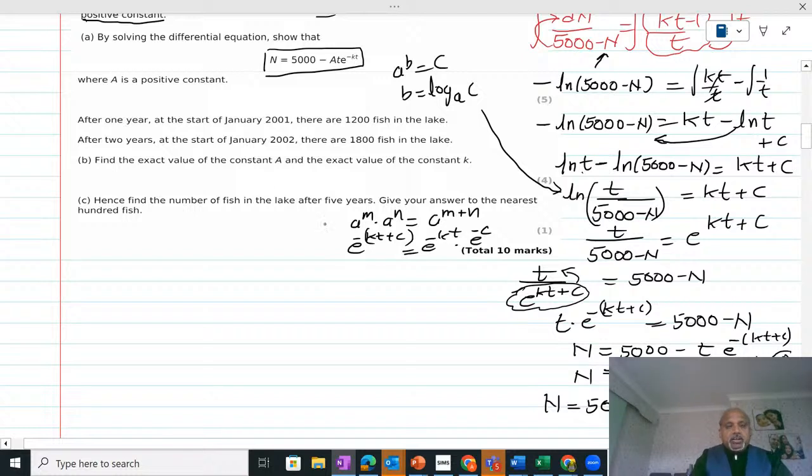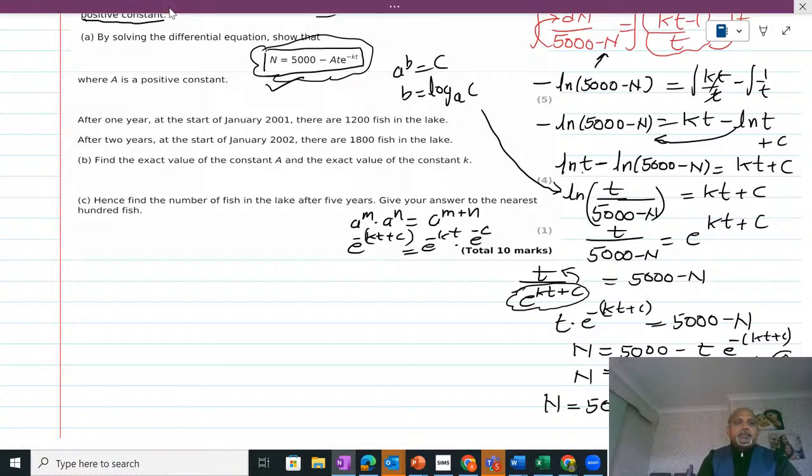That ends the first part of the question, where we had to show this by solving. So this is what we have shown. Okay, this was your 5 marks question. Now we are going for the B part.